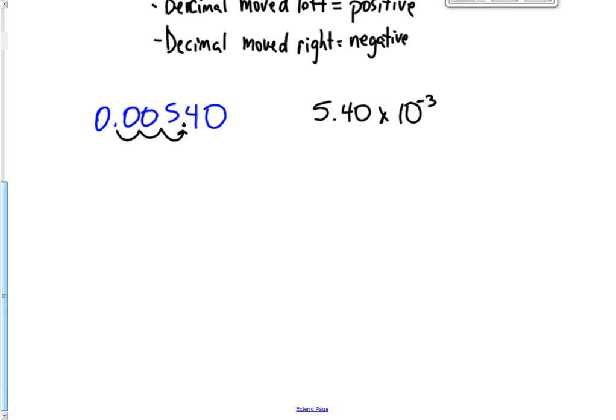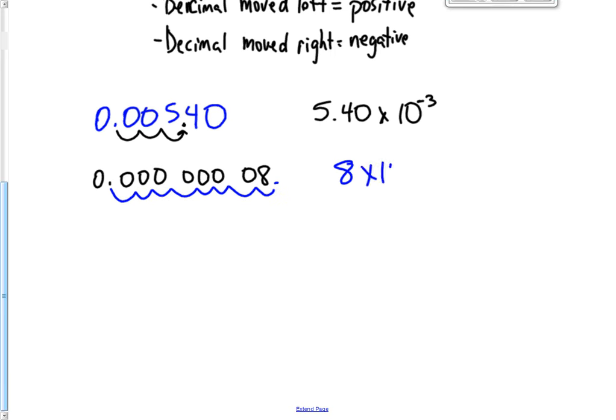Let's do another one. 0.00008. Okay? We need to figure out what our base number is going to be. So we are going to put our decimal right there after the 8, because that makes our base number 8. All right? Then we need to figure out how many times we moved our decimal. 1, 2, 3, 4, 5, 6, 7, 8 places. So times 10 to the 8. And again, we moved our decimal to the right. So our exponent is going to be negative.